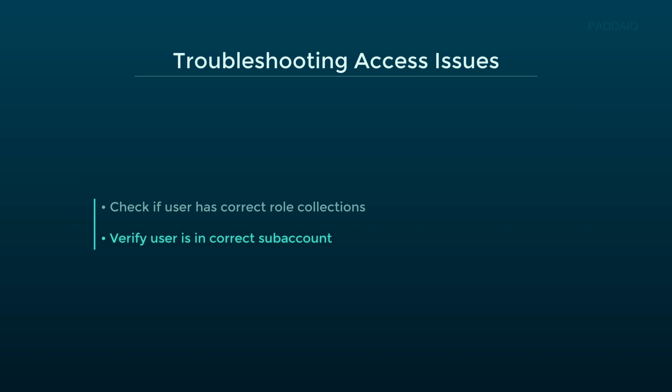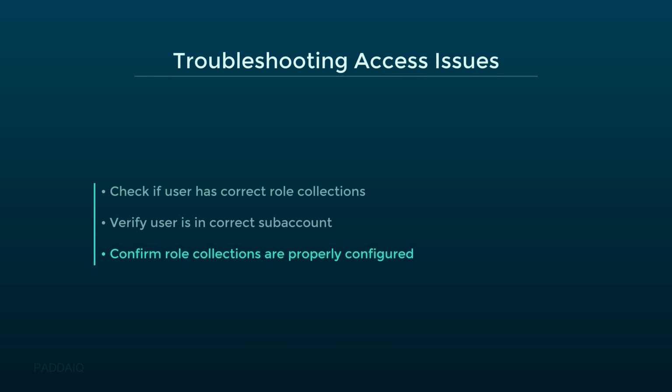Verify the user is in the correct subaccount. This means confirming the user's assigned environment matches where the app or service runs. For instance, if a developer can't deploy an app, check they are in the development subaccount, not production. Always start your access troubleshooting with this fundamental step.